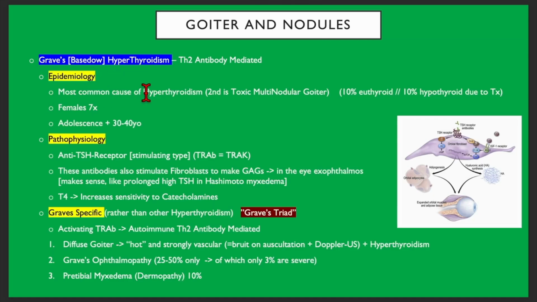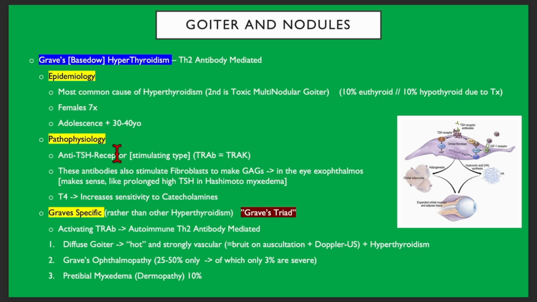Epidemiology: it is the most common cause of hyperthyroidism. The second most common cause of hyperthyroidism is toxic multinodular goiter. Of these Graves patients, not everyone is hyperthyroid. You have 10% which are euthyroid and 10% which are hypothyroid due to treatment. So you're treating them and they are Graves patients with hypothyroidism. So not all of them are hyperthyroid. Then it's mostly in females. It appears in adolescents as well as 30 to 40-year-old ages.